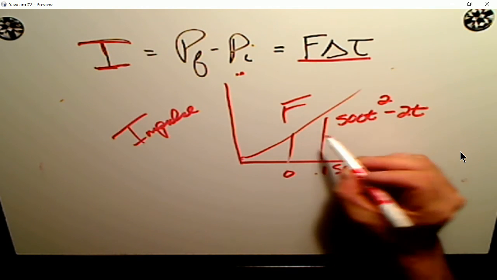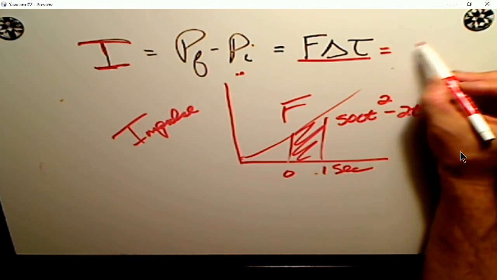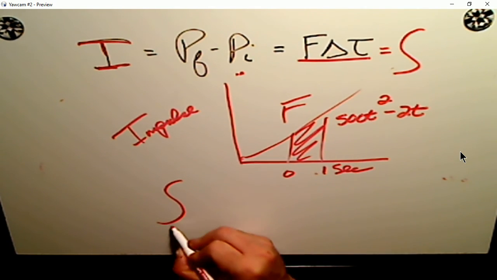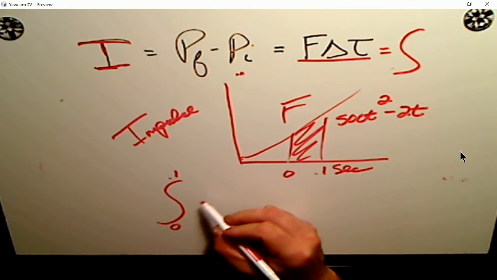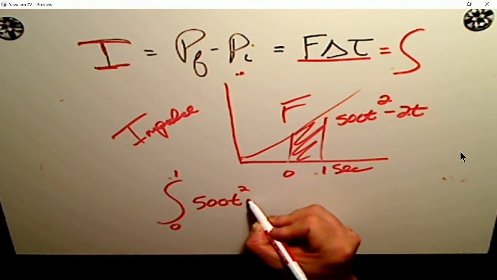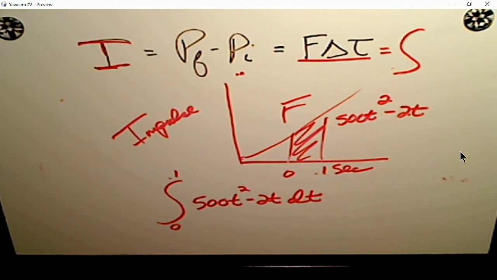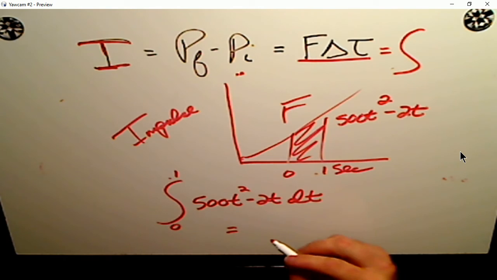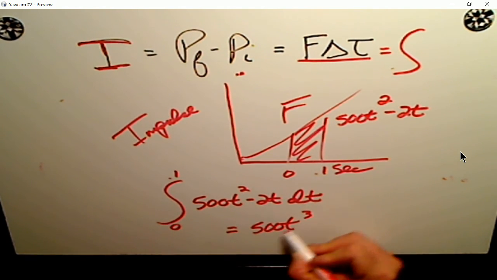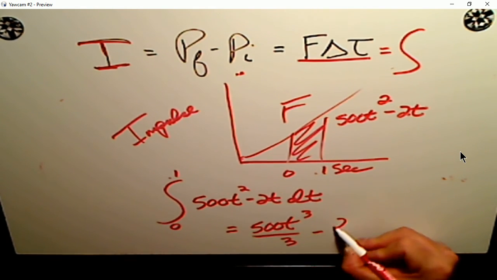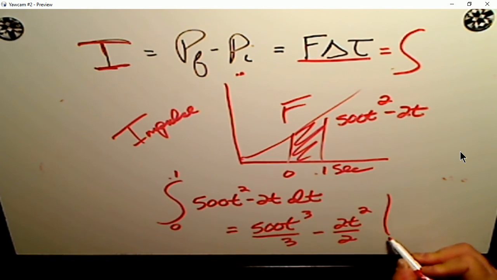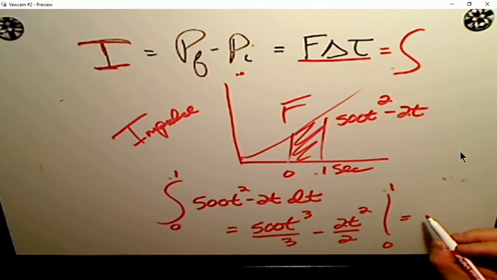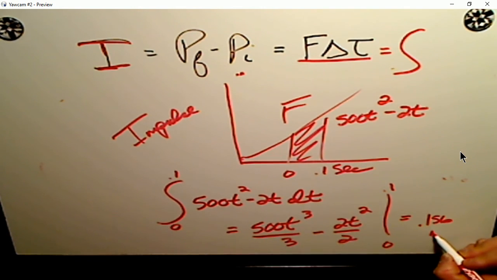Well, it's that area under the curve, and we get that via an integral. To get the area under that curve, it's the definite integral of (500 t squared minus 2t) dt. If you do that integral, and you should be able to do that easily, it's just a simple reverse power rule here. 500 t to the third over 3 minus 2t to the second over 2 from 0 to 0.1. You should get 0.156 newton seconds as the answer.